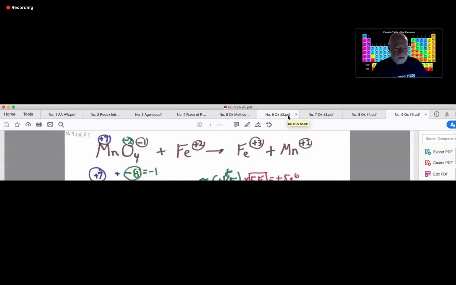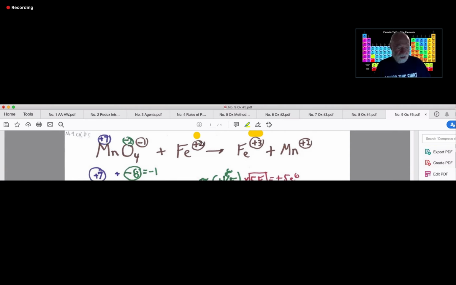Okay, so at first glance, it doesn't really look too bad. There isn't really much to the equation itself. So let's use the rules of priority to figure out who's changing state. Now notice we've got a great thing going on here, and that is the iron is already given to you as a +2 and a +3. So oxidation is obvious. The iron's really done.